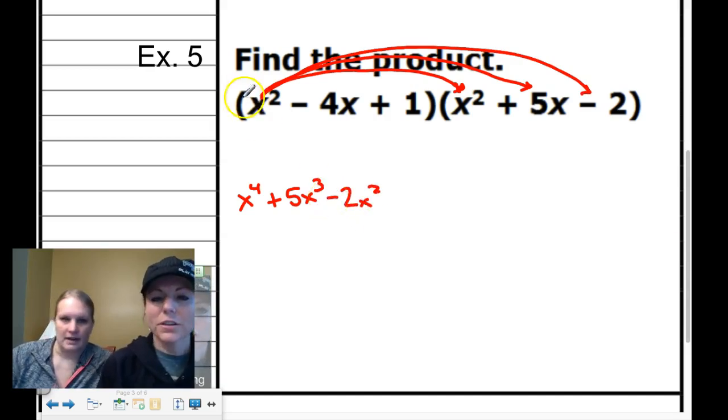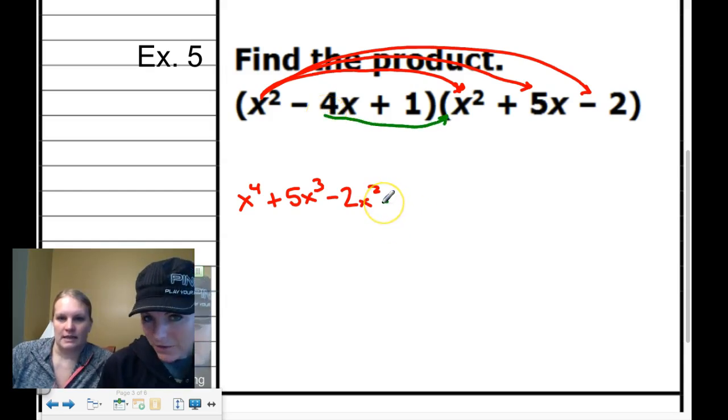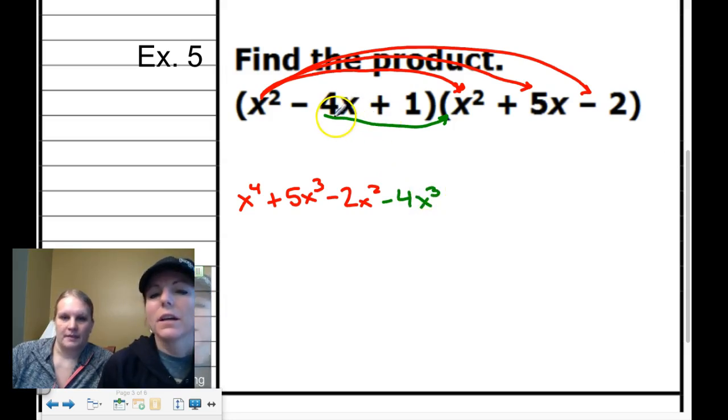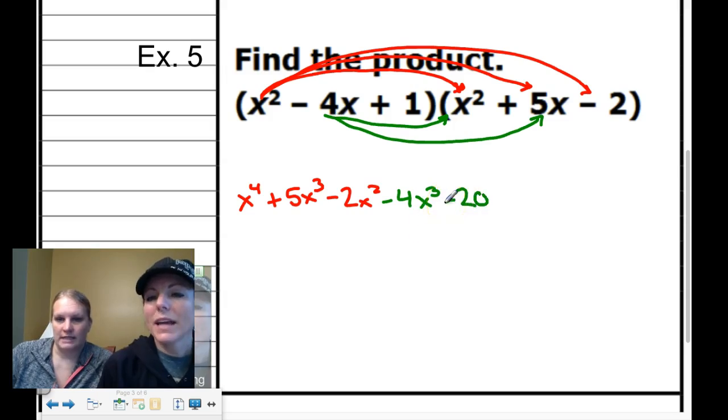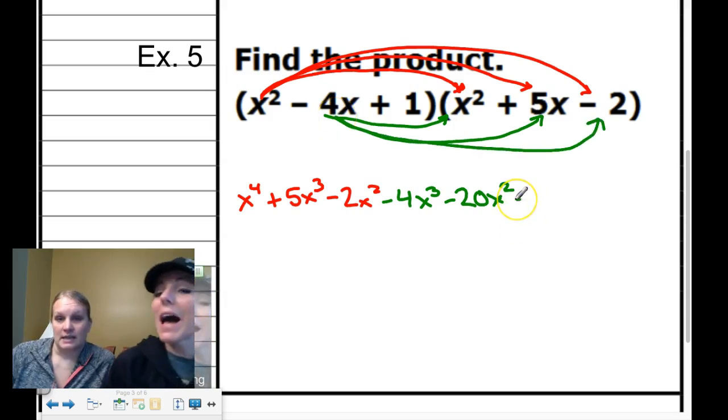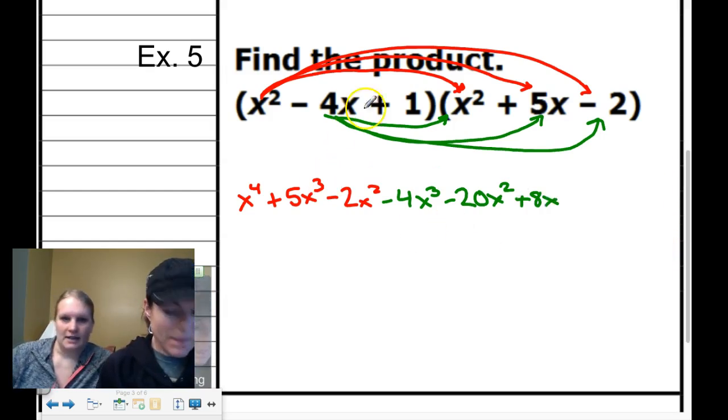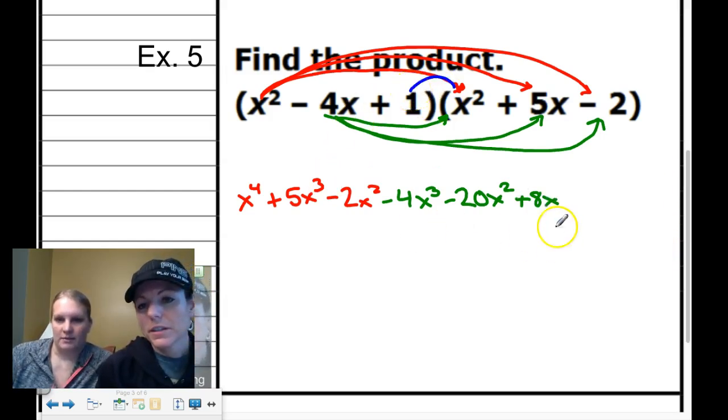Great, let's change our color. Next color. -4 times x squared. And it's negative. The sign's in front of the 4. X to the third. Right? -4x times 5x is a -20x squared. And -4x times -2 is a positive 8x. Very good. All right, last one. 1 times x squared is x squared.